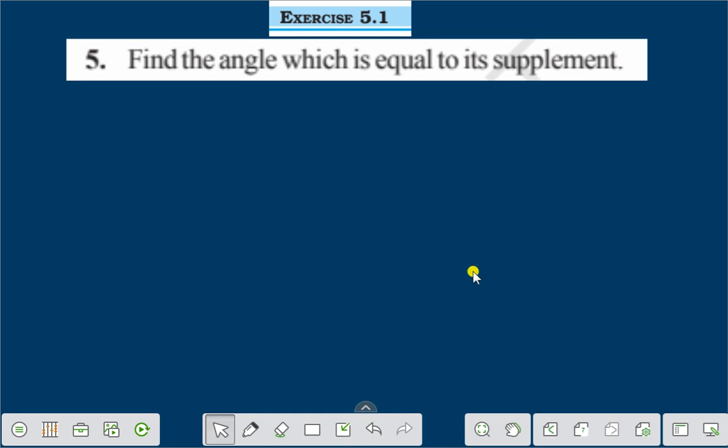Hello everyone. Today we shall discuss exercise 5.1 question number 5. Find the angle which is equal to its supplement. Right? Here you can solve it this way.